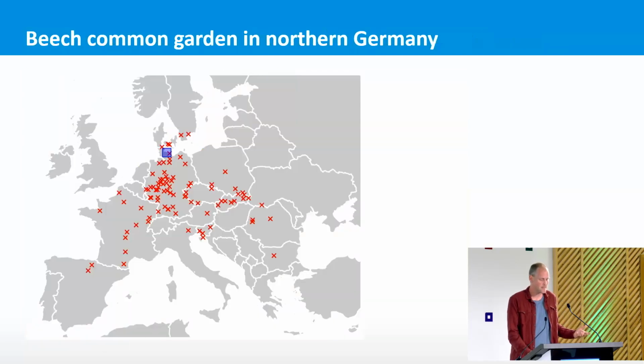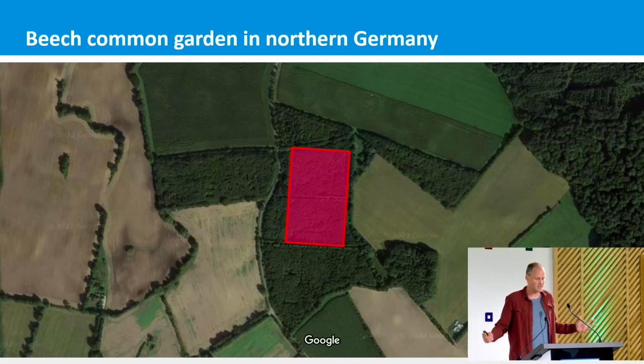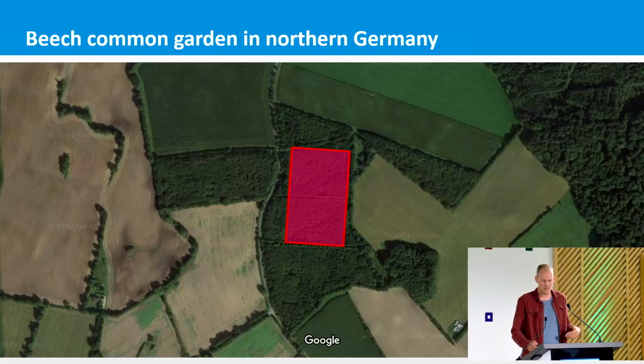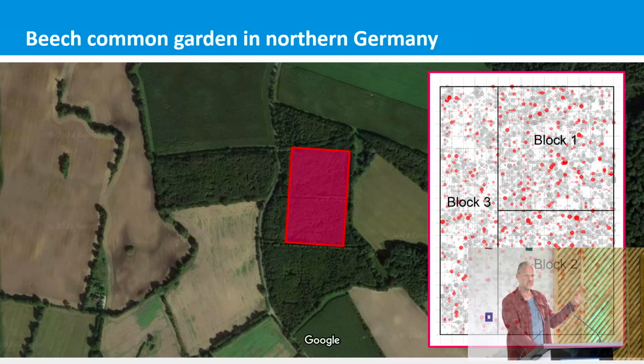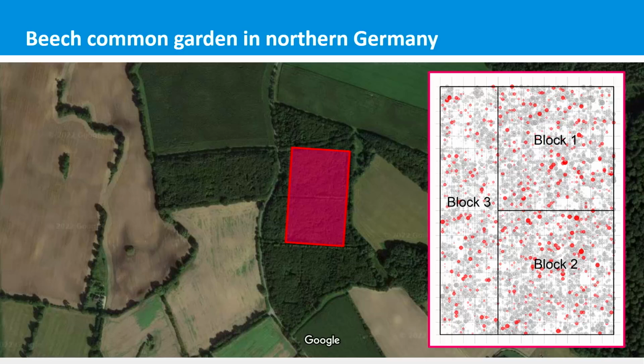So to address this research aim, we took advantage of an already existing common garden of European beech, which was planted back in 1995. So this garden comprises beech trees from 100 populations across the distribution range, from northern Spain all the way to southern Sweden, and also to Romania, not far from where we are at the moment. These trees were planted together, and one of the common gardens is close to our institute in northern Germany. It comprises 3 hectares, so we have 3 plots, and originally each of those plots had 50 trees per population, so in total 15,000 trees.